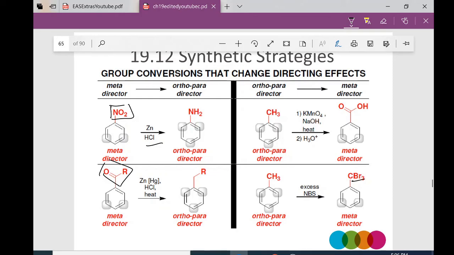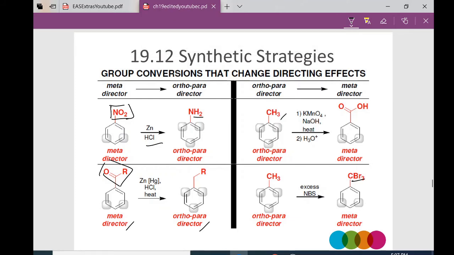Now, once we do that, notice that we're changing the directing potential of each of those groups. When we change a nitro to an amine, we've changed it from a meta director to an ortho para director. If we change an acyl group to an alkyl group, we've changed it from a meta director to an ortho para director. If we change an alkyl group to an acid group, the acid group is electron withdrawing. So we've gone from an electron donating group to an electron withdrawing group. We're going to go from an ortho para director to a meta director.